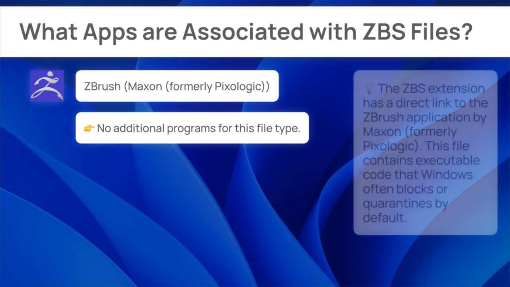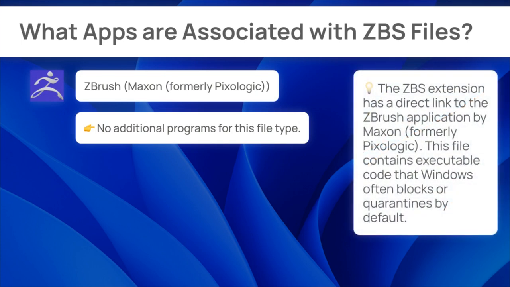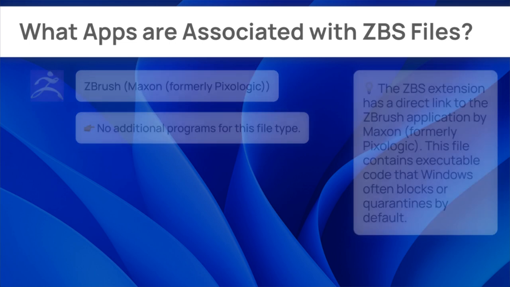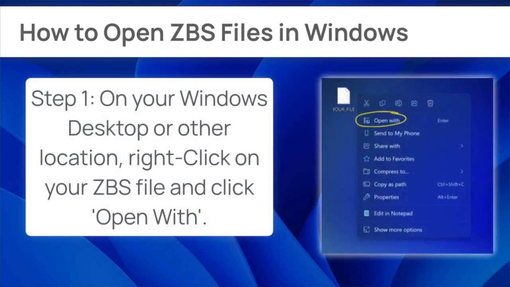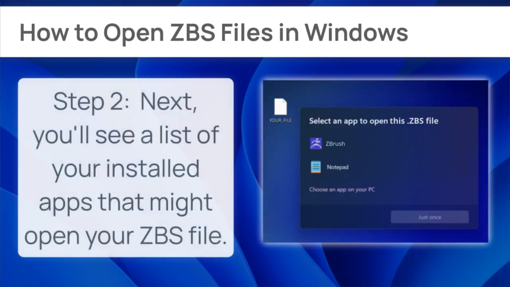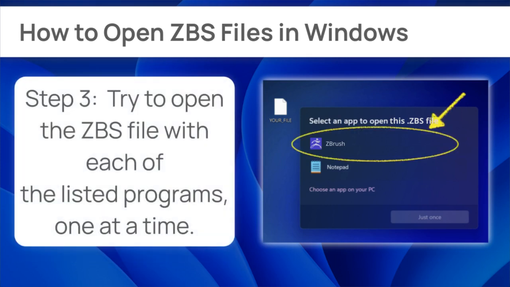This file contains executable code that Windows often blocks or quarantines by default. Windows can open script files in text editors, but execution depends on the appropriate scripting engine. We're testing the system's ability to interpret the file's data block. Right-click the ZBS file and click Open with. Test ZBrush first. If it's unavailable, choose another program. The correct tool is key.